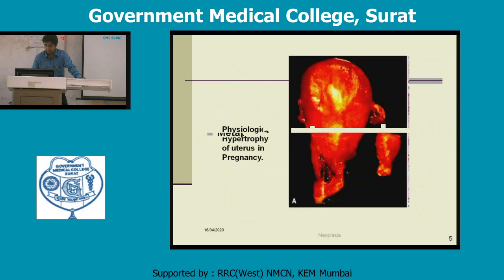An example of physiological hypertrophy is the uterus in pregnancy. And once the delivery occurs, after a period of time, it gets back to its normal size. So it is an example of physiological hypertrophy of the uterus.